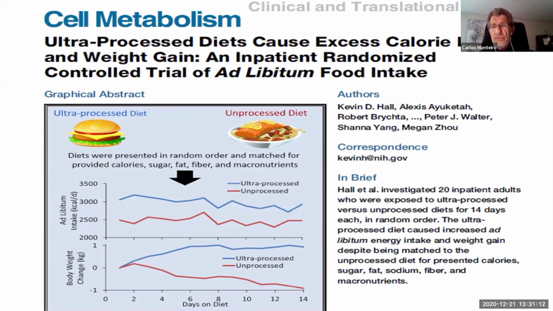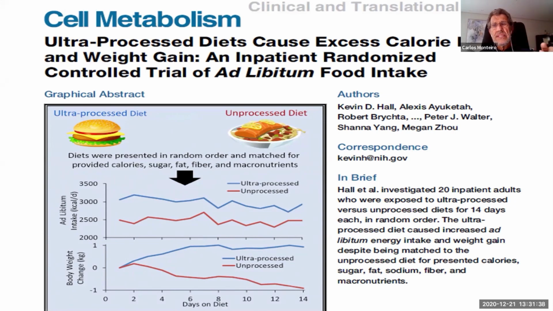What Kevin Hall did was to put 20 people in a hospital for 4 weeks. So 10 of these people went to a diet with 0 ultra-processed foods, and 10 people went to a diet with about 80% of energy from ultra-processed foods. After 2 weeks, they changed, so it was a crossover design.